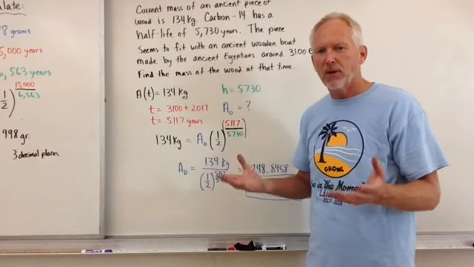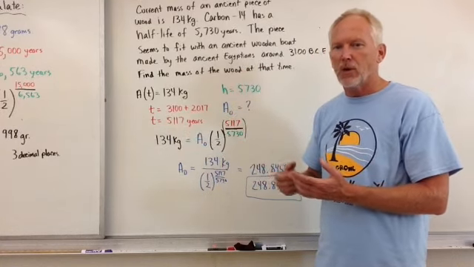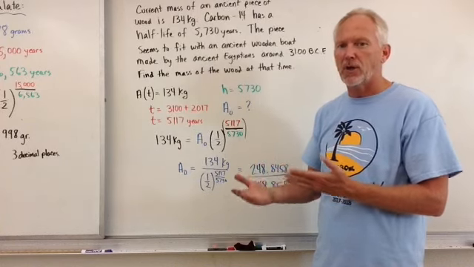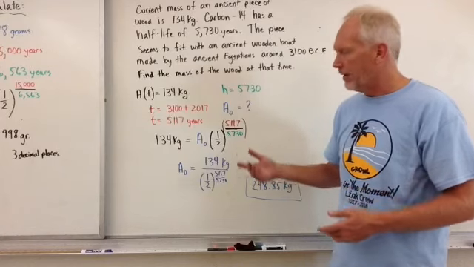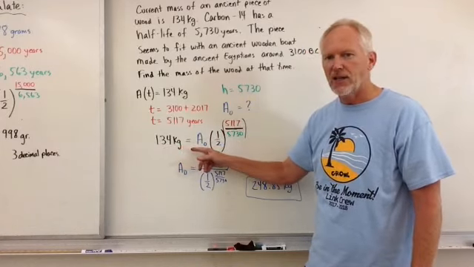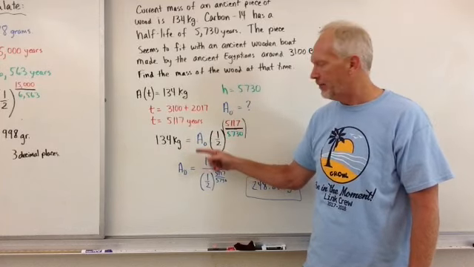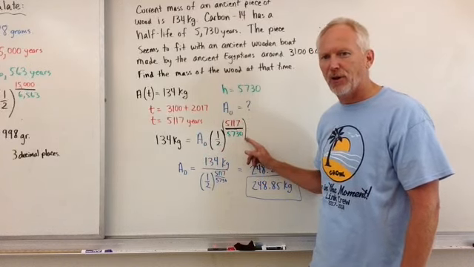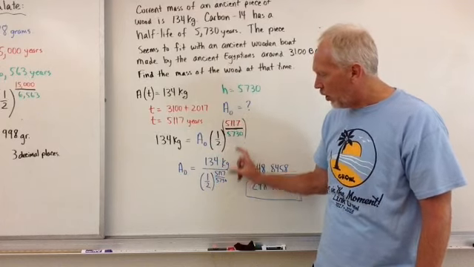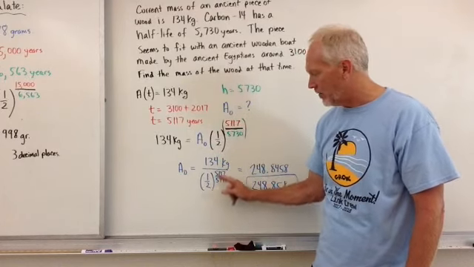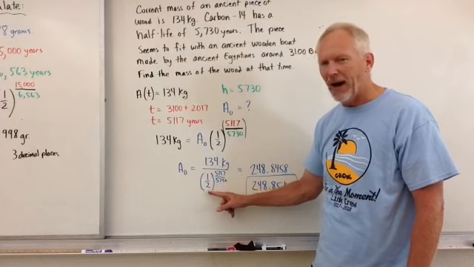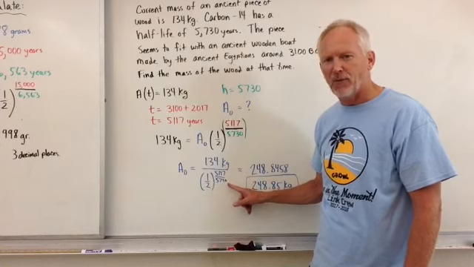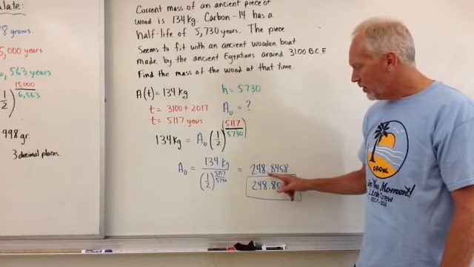Now, put your thinking caps on and think about this further concept-wise. Would we expect more than half of the existence of the piece, or would we expect less than half? Well, let's see. Here we go. 134 is equal to A naught, because we don't know that, times 1/2 to 5,117 divided by 5730. And you can take all this and put it in the denominator, right? So we get 134 kilograms divided by 1/2 to the 5,117 divided by 5730.